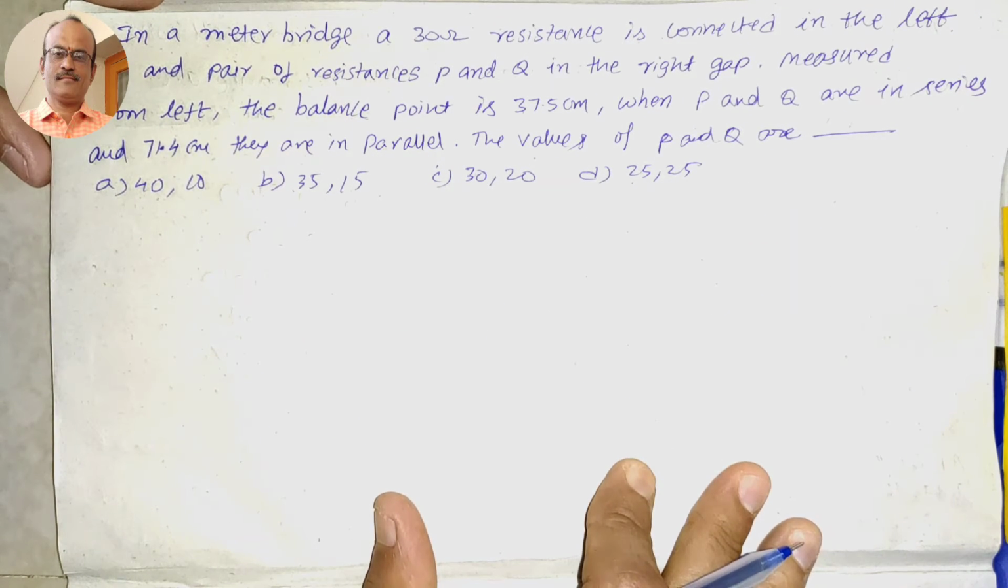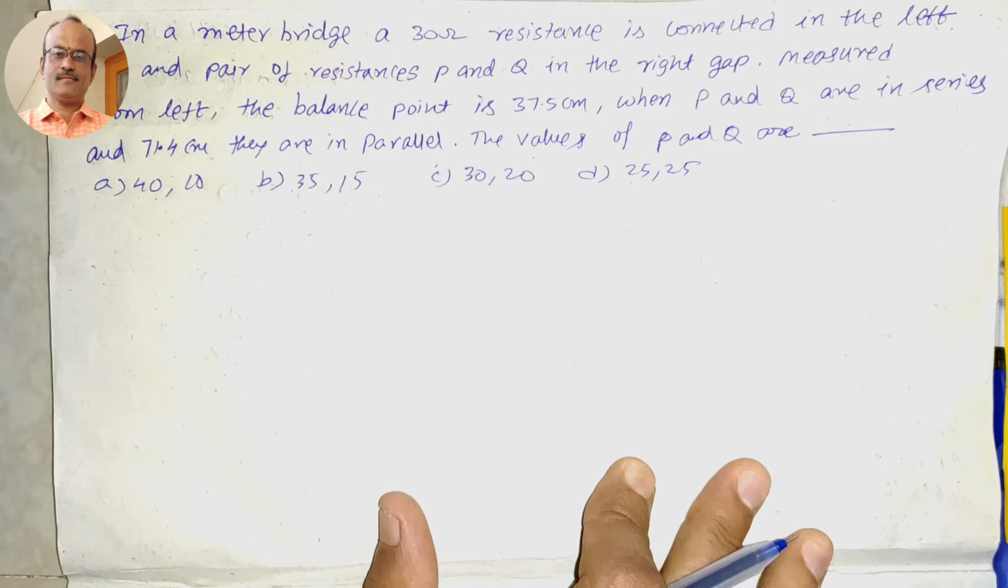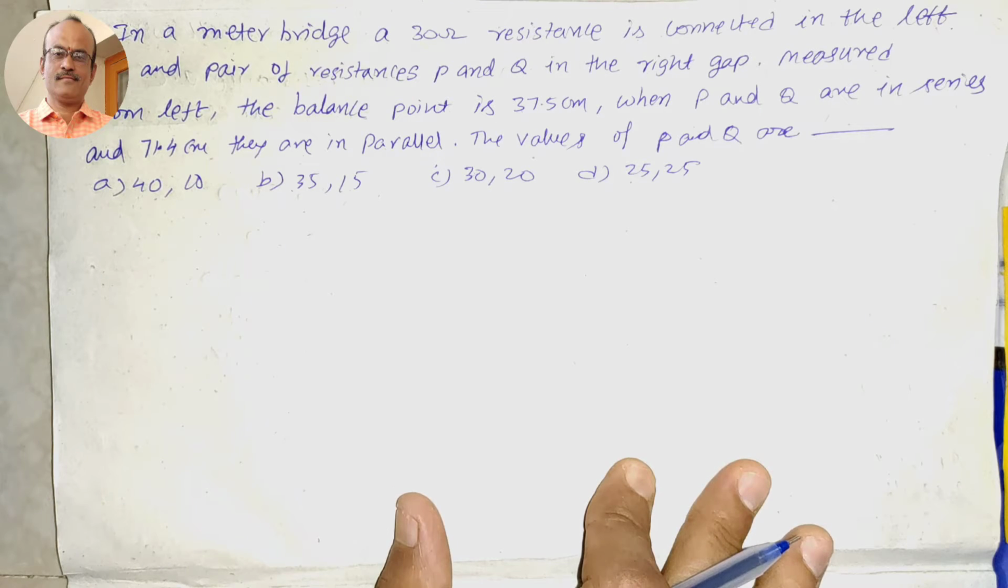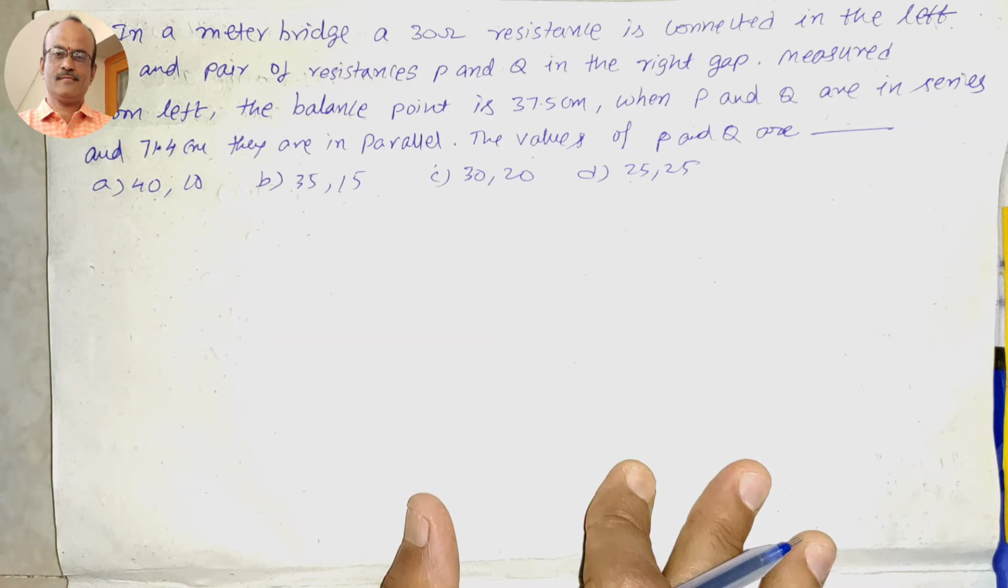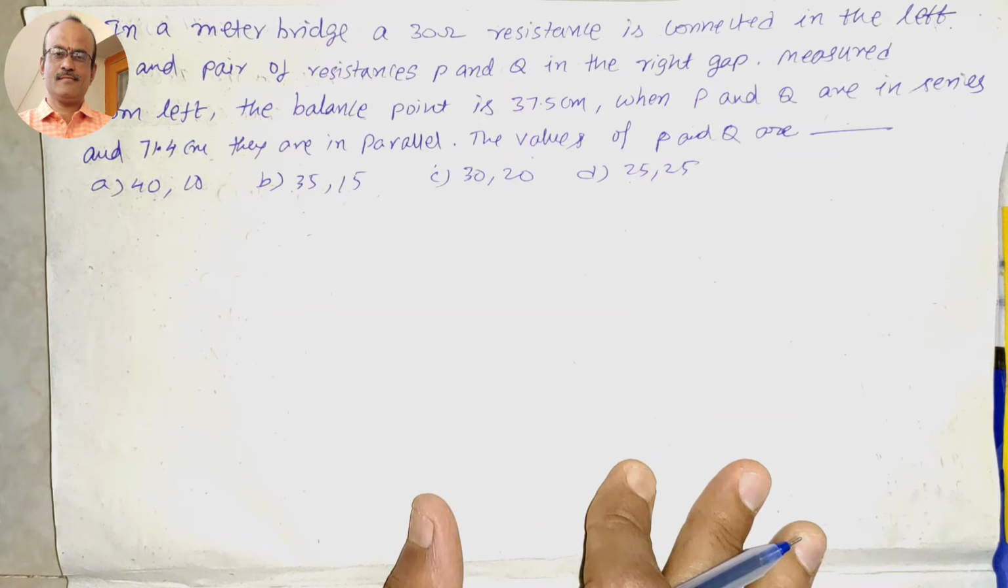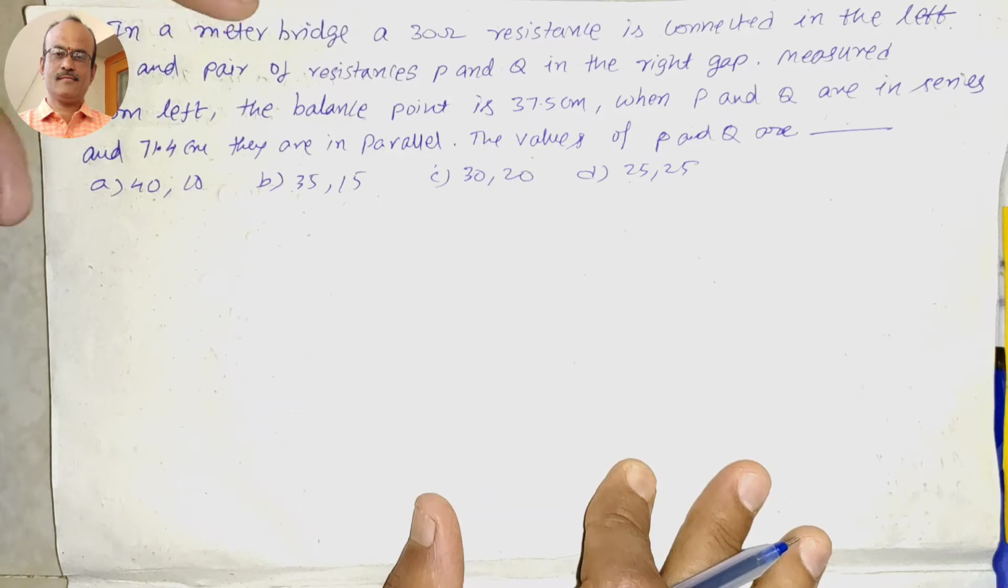Now the question number 32. In a meter bridge, a 30 ohm resistance is connected in the left gap and a pair of resistances P and Q in the right gap. Measured from the left, the balance point is 37.5 centimeters when P and Q are in series, and 71.4 centimeters when they are in parallel. The values of P and Q are how much?